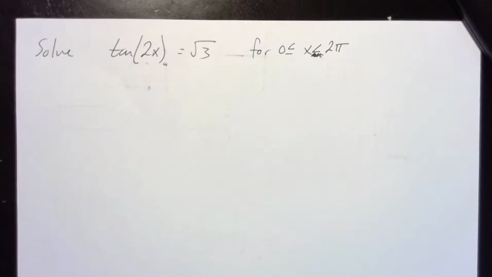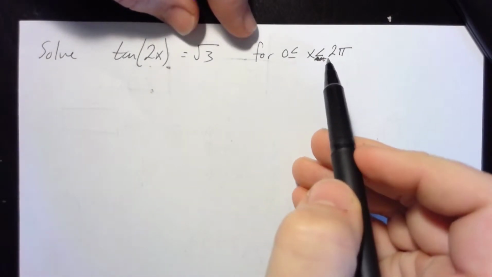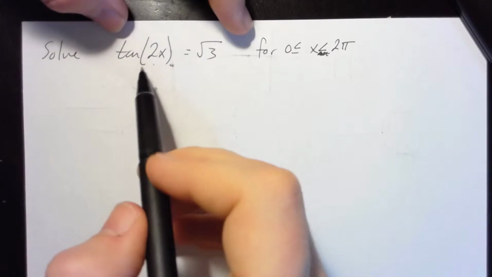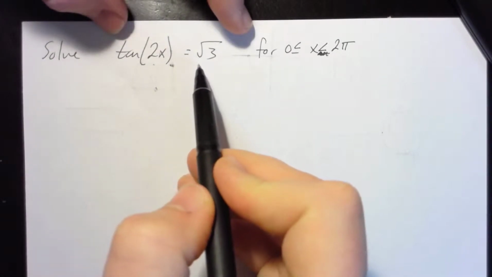In this video, we're being asked to solve tangent of 2x equals radical 3, for x between 0 and 2 pi. You'll notice here that 0 is included, but 2 pi is not. So our first step is to determine whether the value that we're looking at is something we'll find on the unit circle.